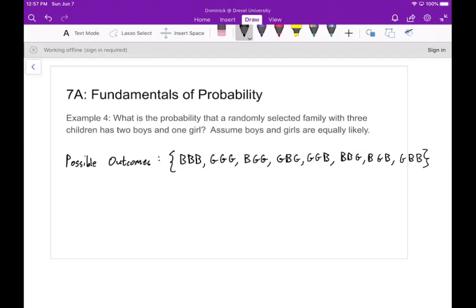Right? And that looks like all of our possible outcomes. So it looks like we have 8 possible outcomes. Now, how many of these have 2 boys and 1 girl? Well, it looks like that's this one, and this one. So it looks like we're going to have 3 out of 8 of these possibilities would give you 2 boys and 1 girl. All right, so there's a probability for that one.